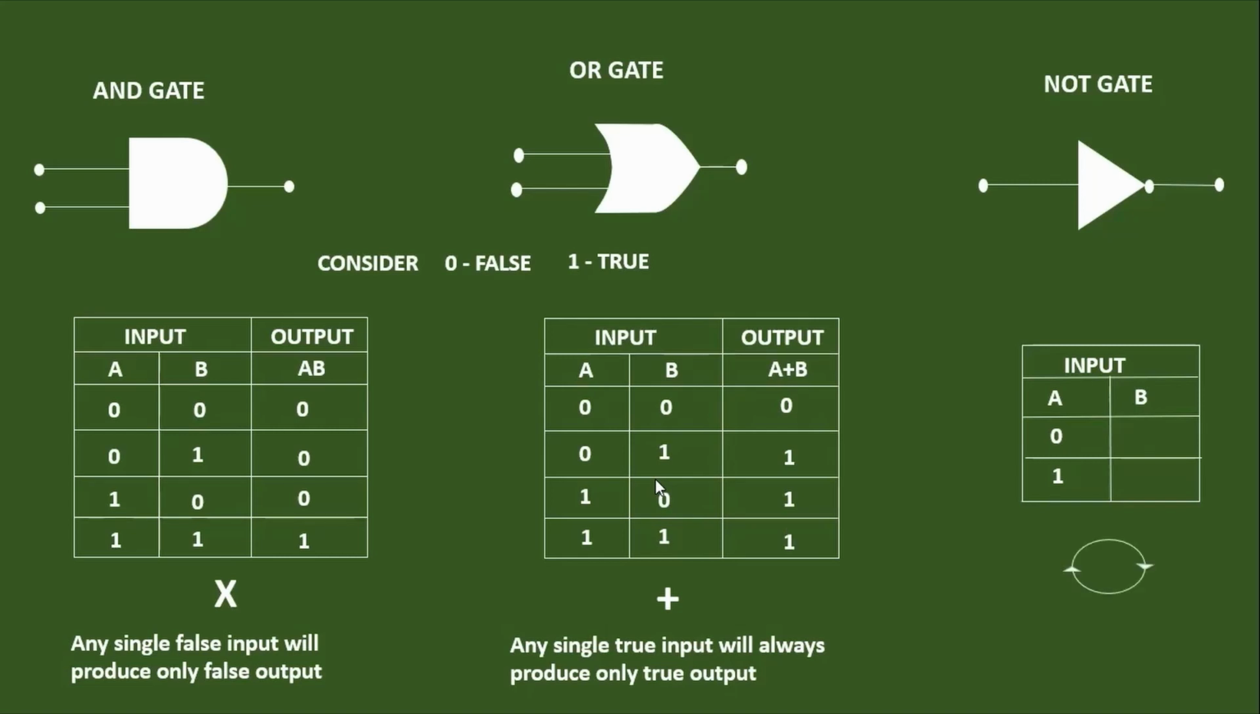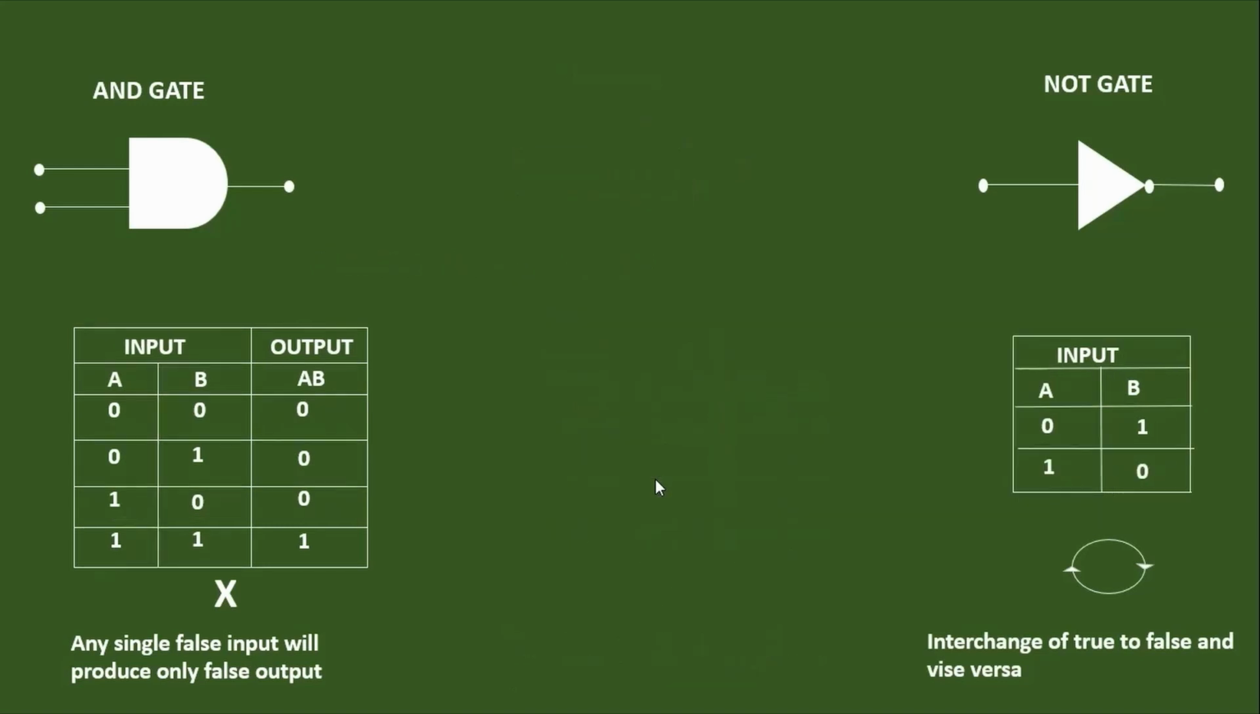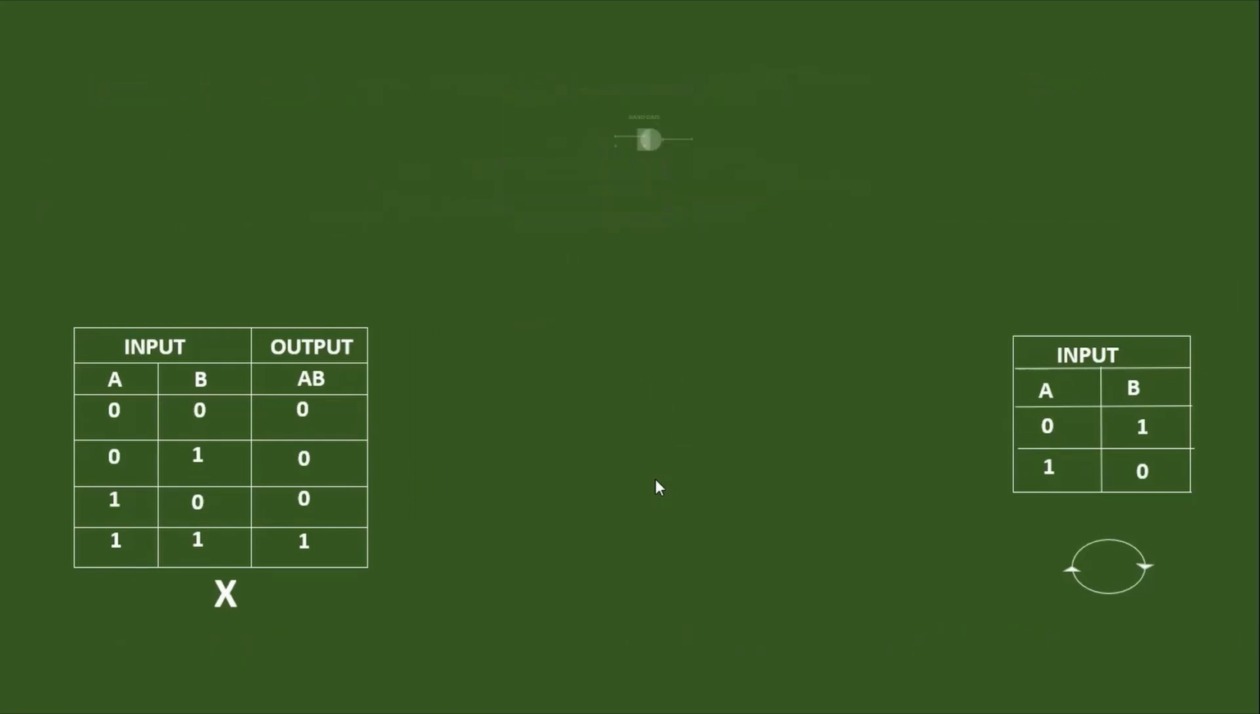Next, moving on to the NOT gate. NOT gate is always an inverting gate, where true changes to false and false to true, vice versa. So here 0 becomes 1 and 1 becomes 0. I hope you are getting my point. Let us move on to the next slide. Further, we will combine multiple gates to produce another new gate. Here AND and NOT gates are combined to produce a NAND gate.